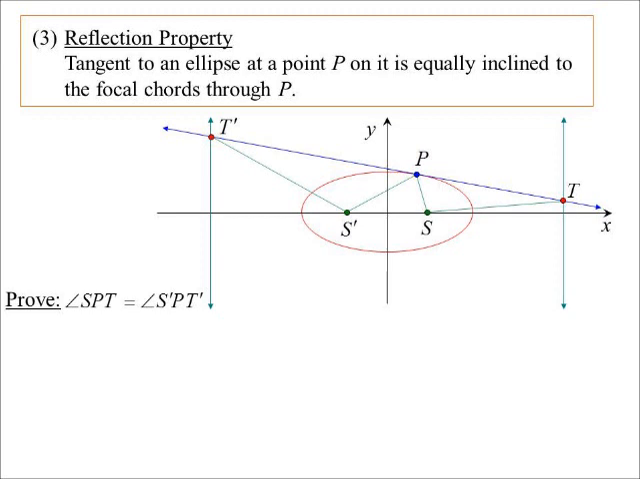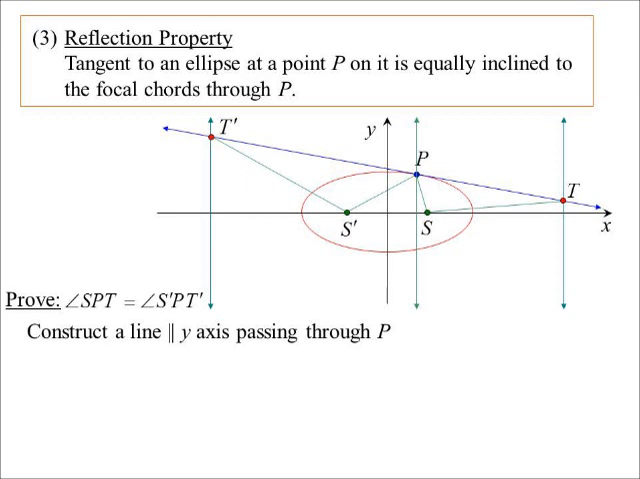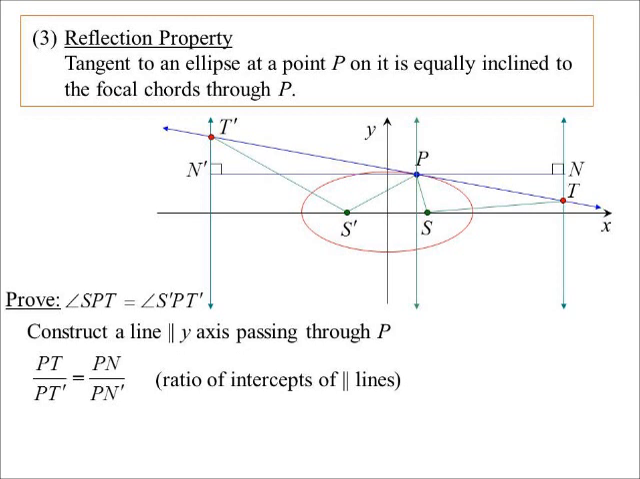So we want to prove SPT is the same angle as S dash P T dash. So let's prove it. I'm going to draw in another parallel line there, going through P to help me out. And I'm drawing in now a horizontal. So I'm saying the ratio of PT on PT dash would be the same as PN on PN dash, and that's just using the ratio of intercepts of parallel lines idea.